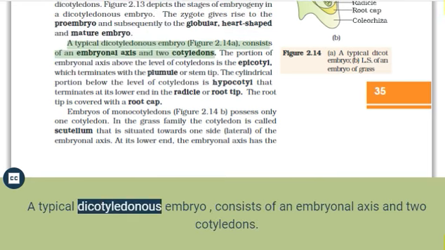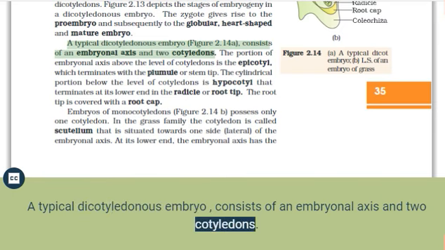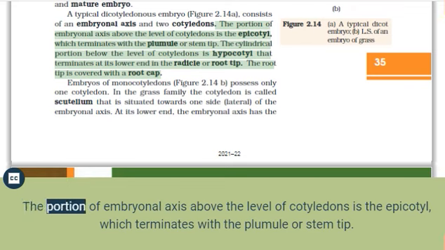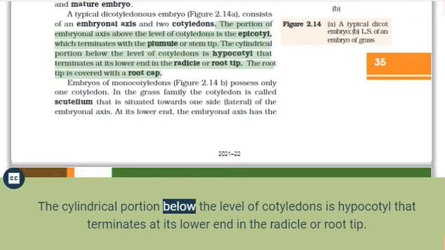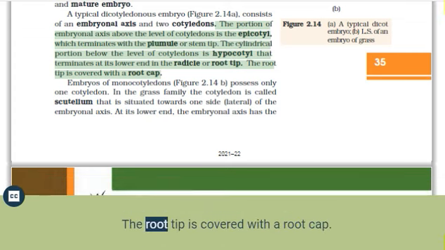A typical dicotyledonous embryo consists of an embryonal axis and two cotyledons. The portion of embryonal axis above the level of cotyledons is the epicotyl, which terminates with the plumule or stem tip. The cylindrical portion below the level of cotyledons is hypocotyl, that terminates at its lower end in the radicle or root tip. The root tip is covered with a root cap.